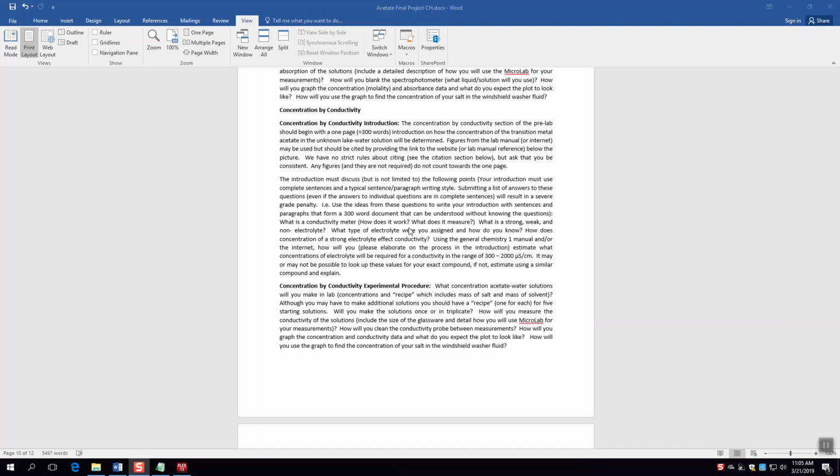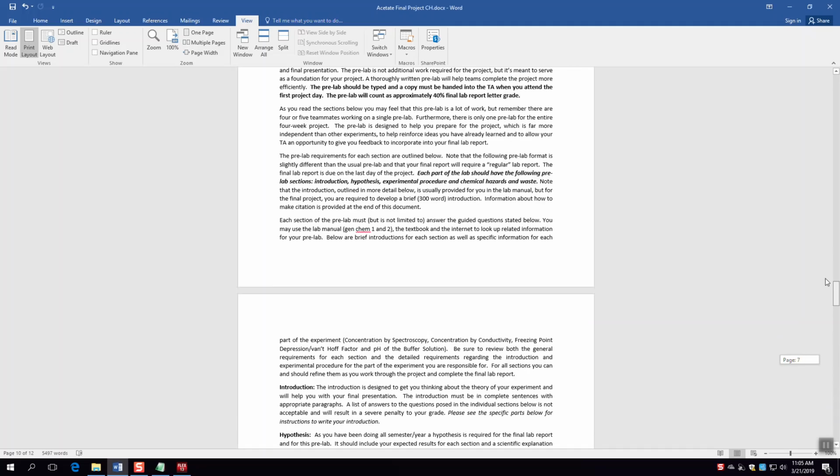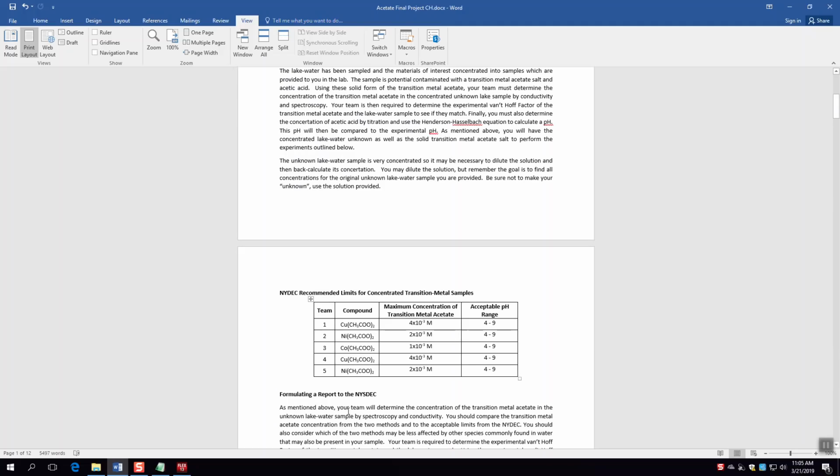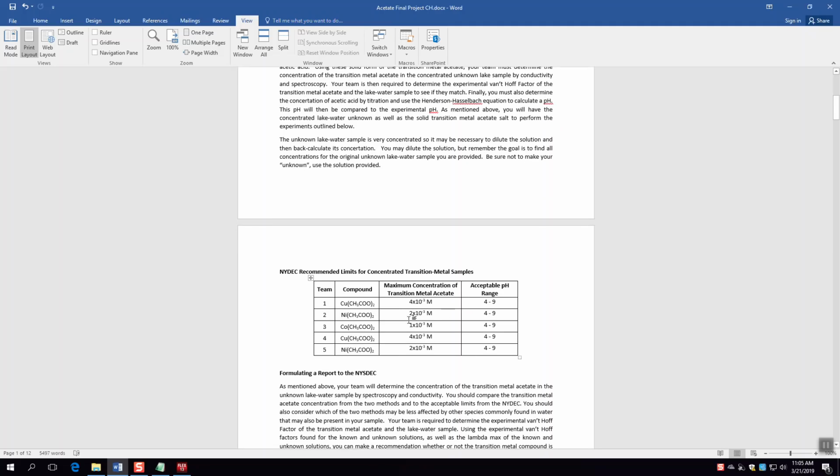In addition to your introduction, you'll also need to write a hypothesis. Now, a hypothesis, as we all know from writing several of them during this course, should have a specific prediction of our results and some scientific reasoning for why we think that'll be our result. Now, for your specific prediction, what you should do is go back to the NYSDEC limits provided in the file found on Blackboard, and you should assume that the concentration of your concentrated sample will be below the maximum allowed amount by the NYSDEC.